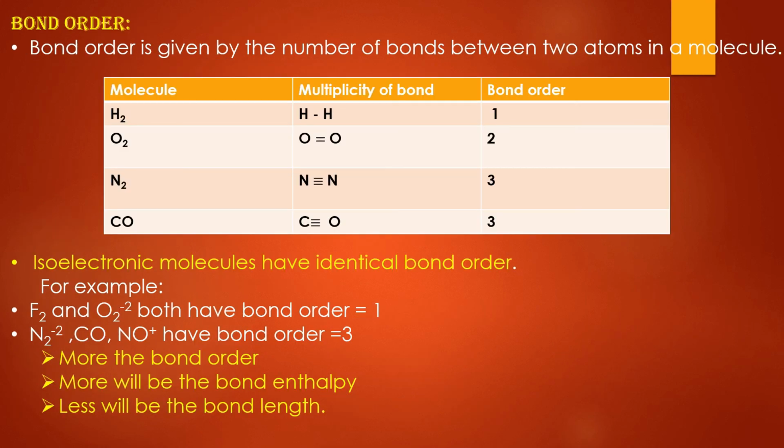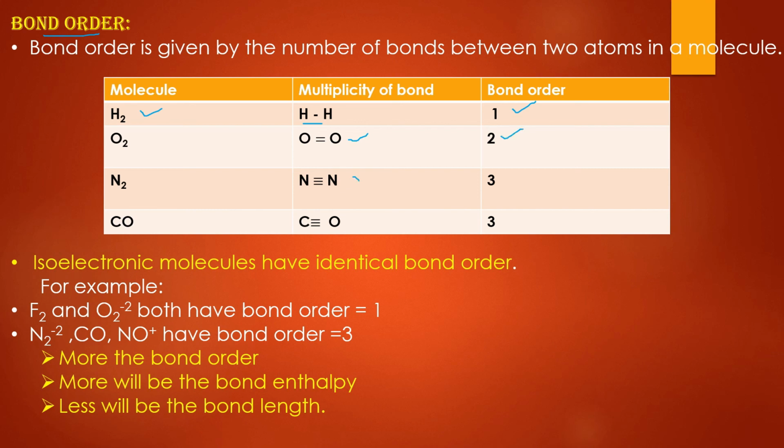Now the next parameter is bond order. Now how do we define bond order? It is just the number of bonds present between the two atoms. Now in hydrogen there is one bond or one electron pair, so its bond order is 1. Between two oxygens, in the oxygen molecule there are double bonds, so the bond order is 2.